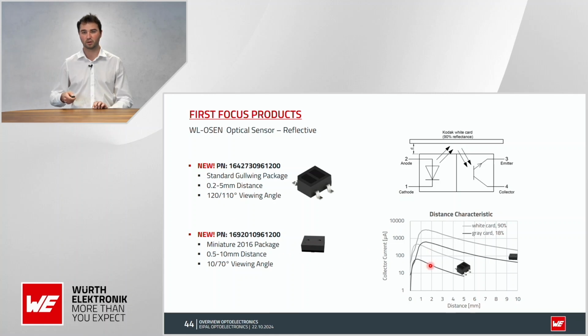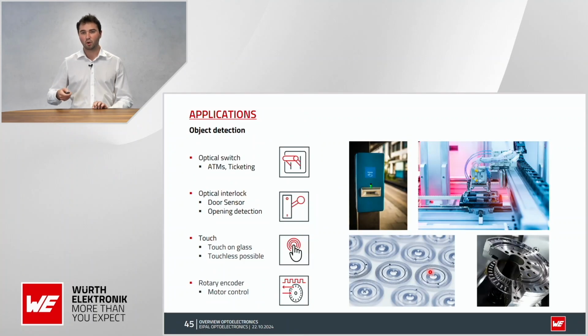You see here the graph of the collector current of the phototransistor depending on the distance. Because of this small distance where they are really useful, they have a limited number of applications. So you can use this in ATMs, ticketing machines. So you know if, for example, you put a card in the machine or not. You can use it to see if something is open or not. So use it as some kind of optical switch or interlock, or you can use it as some rotary encoder.